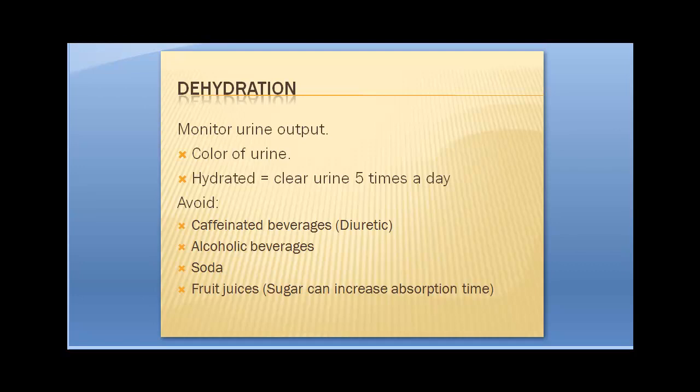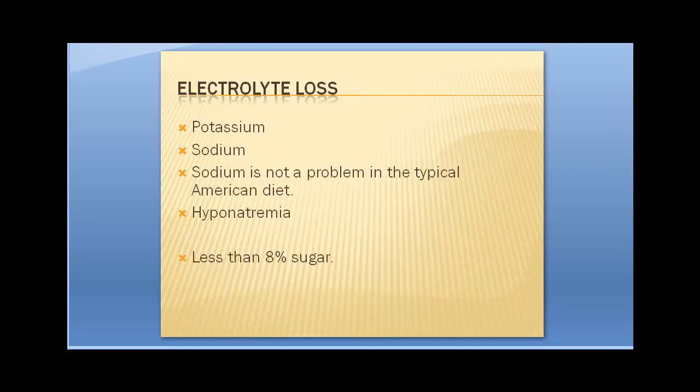Caffeine is a diuretic, causes you to go to the bathroom more often, and so you lose a lot of fluids that way. Alcohol, same thing. Soda has a lot of sugar in it, so it slows absorption rate. Some of them have caffeine in them. Fruit juices, again, sugar concentration is so high, it can take longer to absorb the fluids. So that's all things that you should consider.